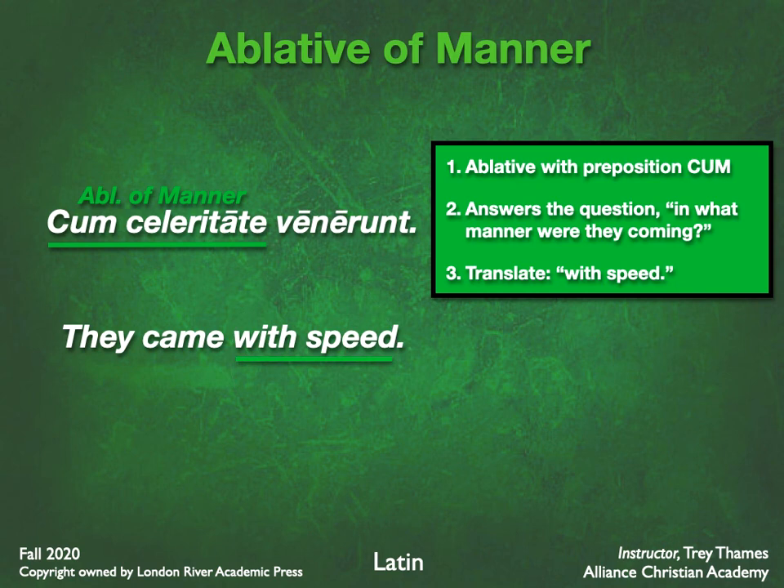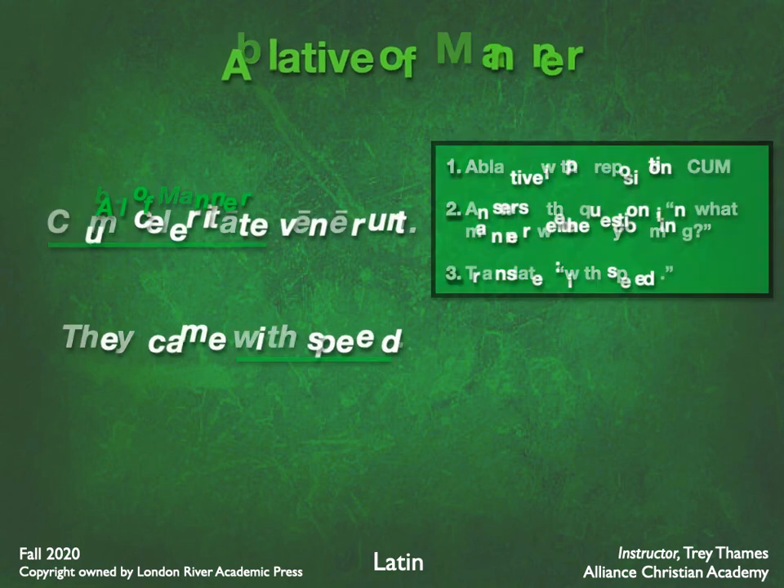So the big thing here is to recognize what type of ablative it is. If it's an ablative of means, it's telling you how something got done, like he wrote with a pen. If it's telling you who the action of the verb was done with, then it's accompaniment. I walked with him to the store. And if it's telling you the manner in which it's done, then it's an ablative of manner. He came with speed. So those are the three ablatives we learned this last year.